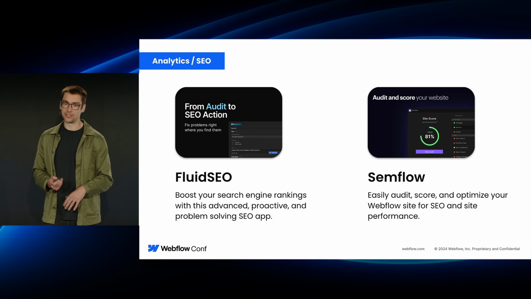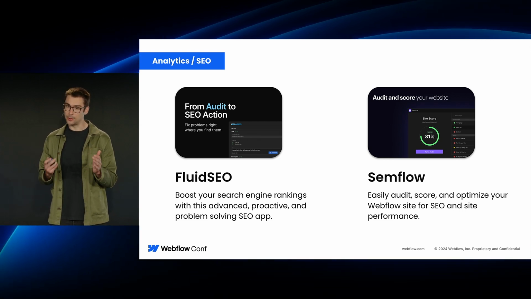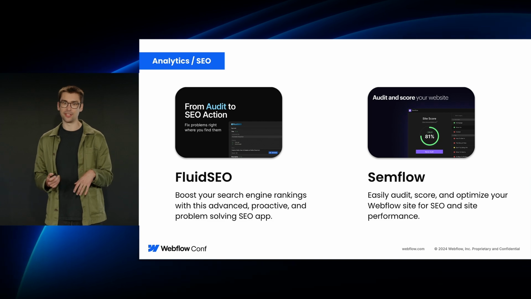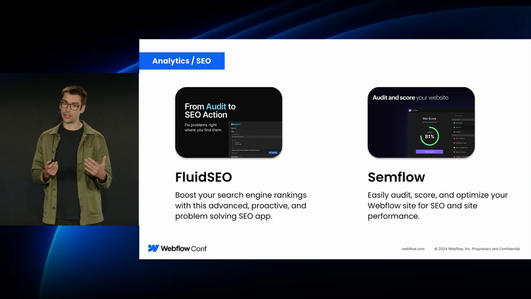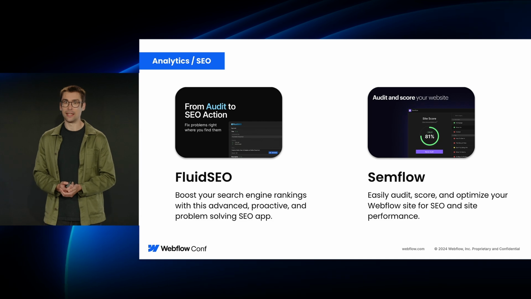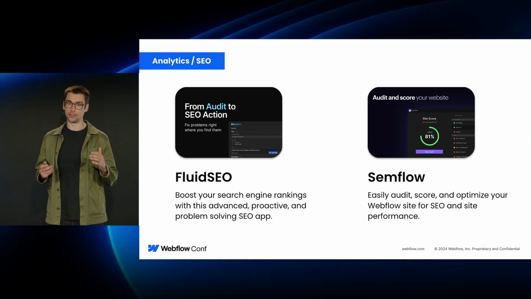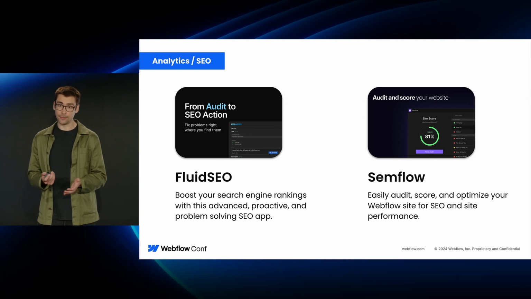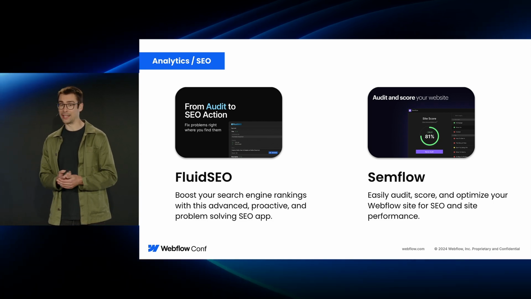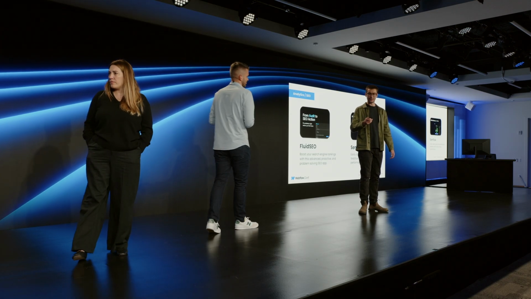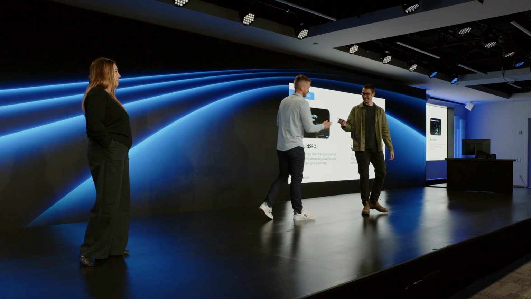And I know that SEO is top of mind for so many marketers. I want to highlight 2 leading apps in this category. First, Fluid SEO offers really actionable SEO recommendations with even one-click improvements you can make to your site. And SEMflow gives you really granular scoring and insights, allowing you to optimize your site's search engine ranking. And with that, I'll pass it back to Greg to round out our 4th category, apps that help you design your site.